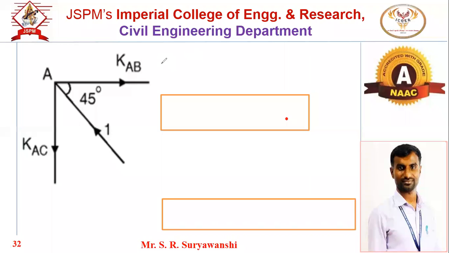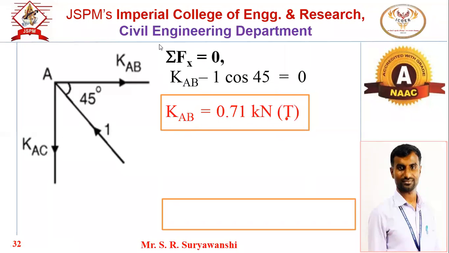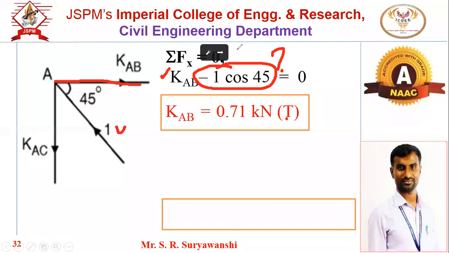Okay. Now, what conditions are we having? We are having two conditions, summation Fx, summation Fy. So initially we will consider summation Fx equal to 0. If I consider summation of horizontal forces equal to 0, this is the purely horizontal force, KAB, which lies on the positive x-axis, that's why plus. Now tell me, this compressive 1 kilonewton load, why is it minus 1 cos 45? कोण सांगेल why? What is the reason? This is why minus 1 cos 45.